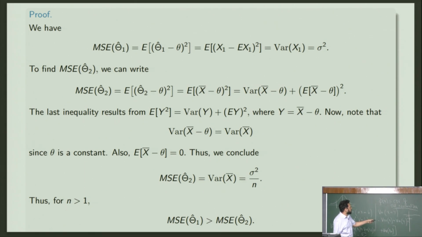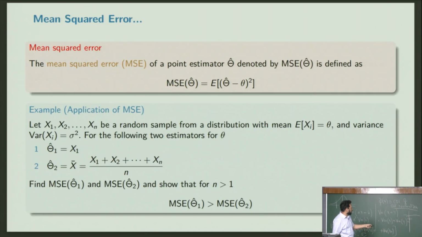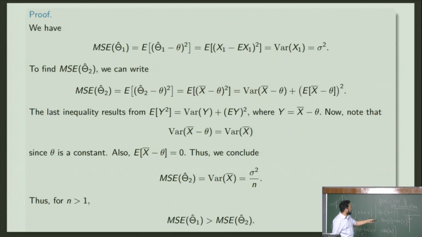So compute MSE of theta hat 1. By definition, MSE of theta hat 1 is the expectation of theta hat 1 minus theta, whole square. Since theta hat 1 by our assumption was x1, we substitute x1 in place of theta hat 1, and theta was the expectation of x1, which is IID. So I can just replace that here, and this is nothing but the variance of x1. This is how variance is defined: the expectation of x1 minus the expectation of x, whole square. So this is sigma square.